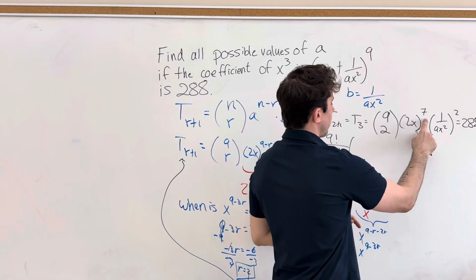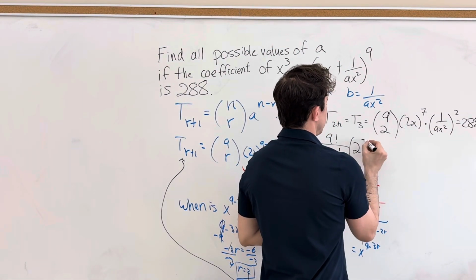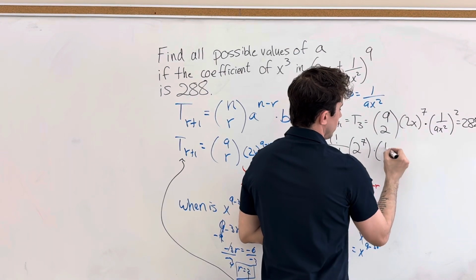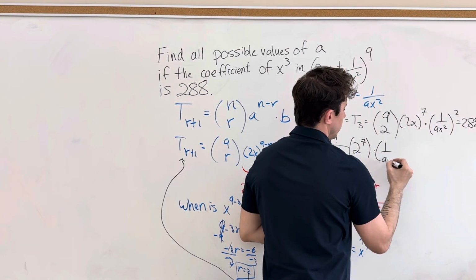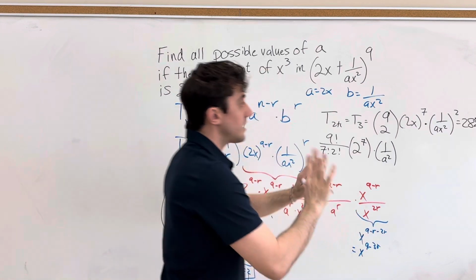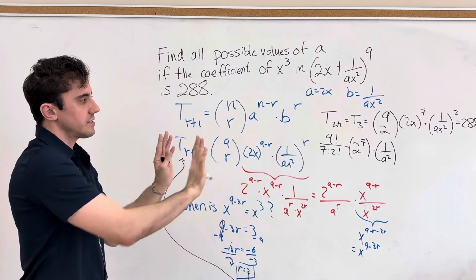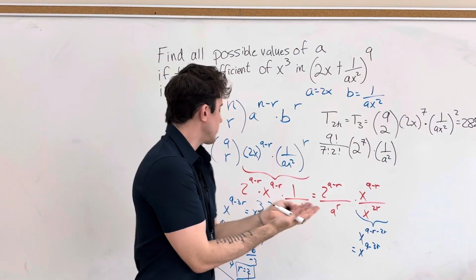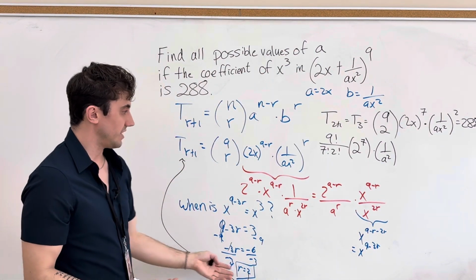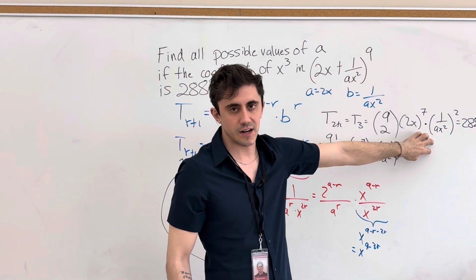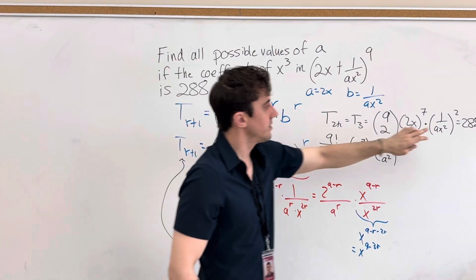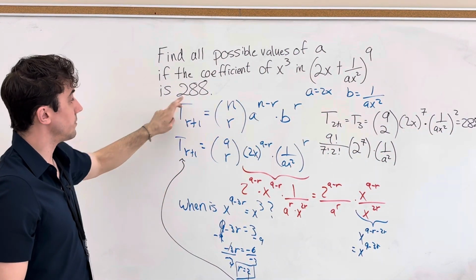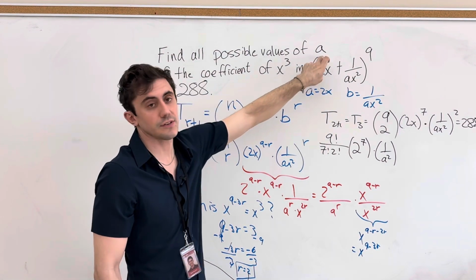So we have 2 to the power of 7 times 1 over a squared, right? Everything else has to do with the x's. We know the x is going to be x cubed on both sides. That was our entire guiding force in setting up this equation. So we want to equate the coefficients, right? That is what we're told. The coefficient of x cubed is 288. And so we can set up an equation to solve for a.